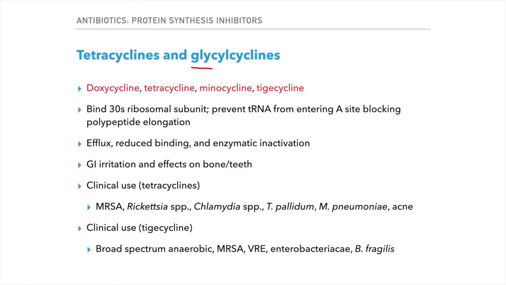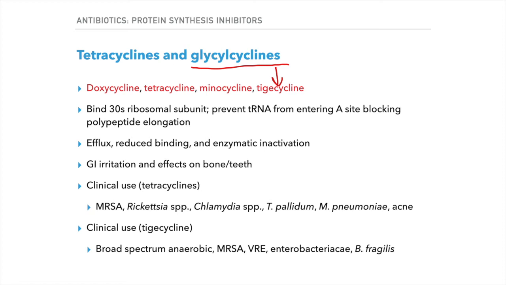Now the glycylcycline in this list is tigecycline. The rest of these drugs are tetracyclines, and they include doxycycline, tetracycline itself, and minocycline. Now, unlike some of the drugs we just talked about, these are binding a different ribosomal subunit, the 30S. By binding this 30S ribosomal subunit, it prevents tRNA from entering the A site, which blocks polypeptide elongation. So this is how it's enacting its protein synthesis effect.